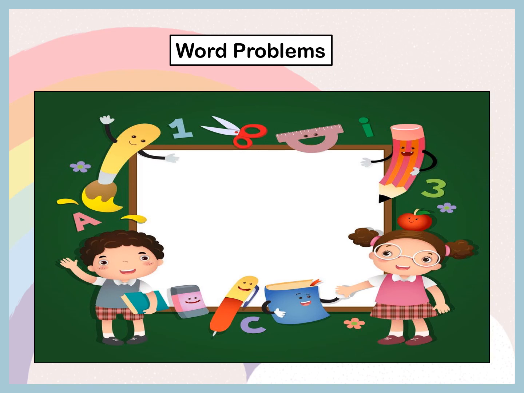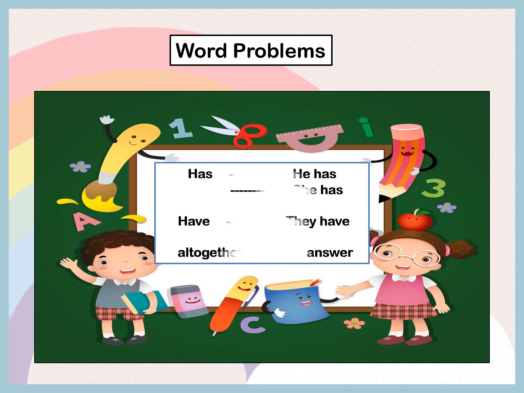Okay? Now, we have has. The first word is has. We use has if we are using a pronoun he or she. He is a pronoun for male. He is a boy, and he has an apple.